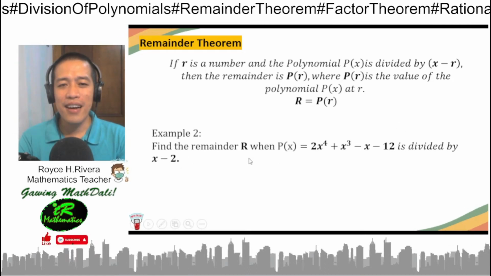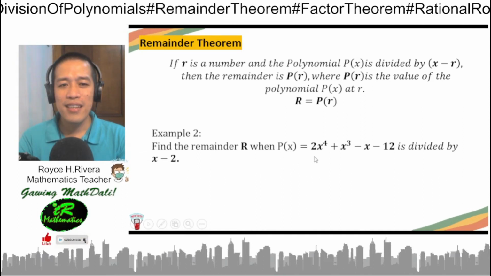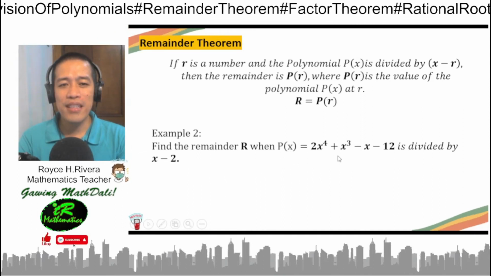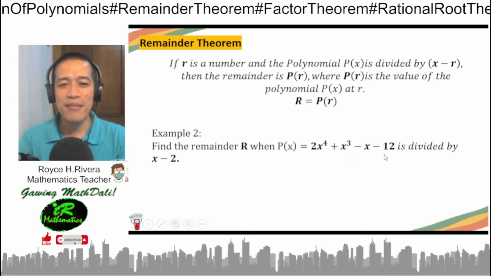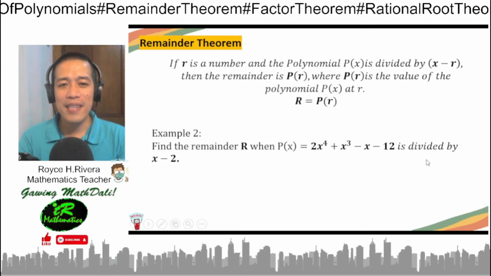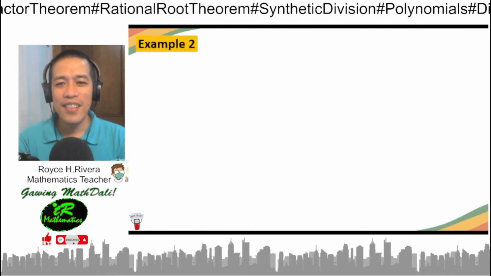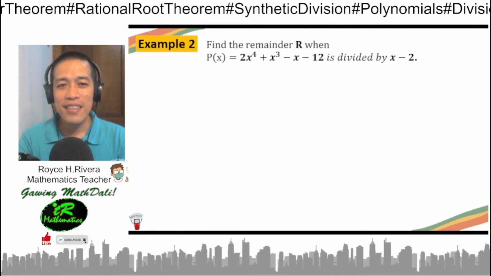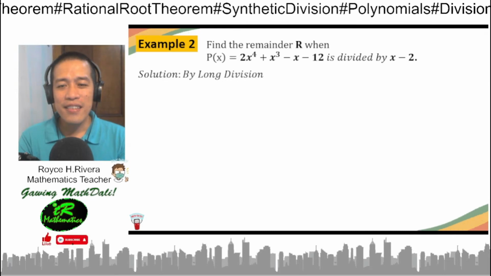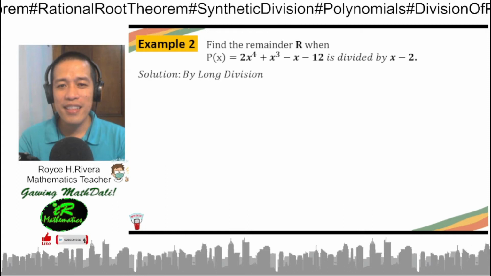Find the remainder r when the polynomial p of x, 2x raised to 4 plus x raised to 3 minus x minus 12, is divided by x minus 2. Ito ang solution para sa example number 2. Ang una natin gagamitin ay ang long division.